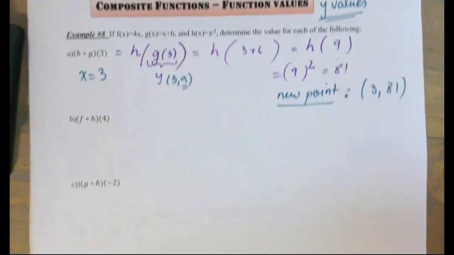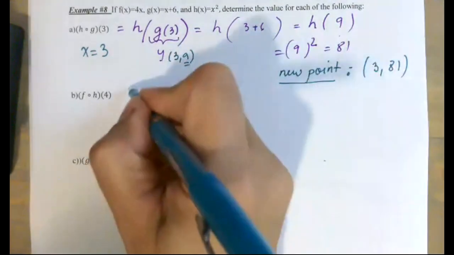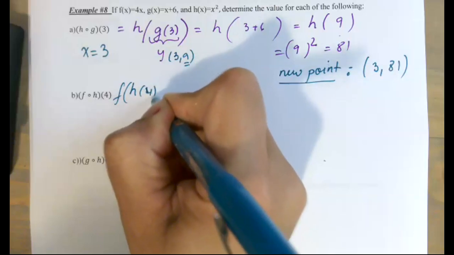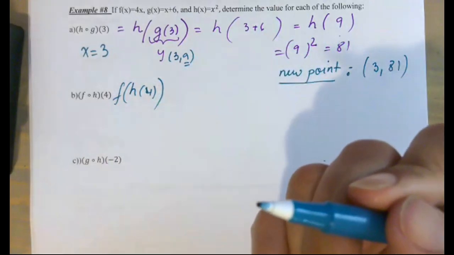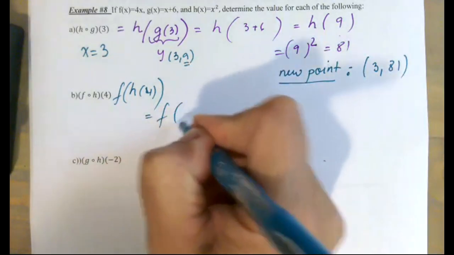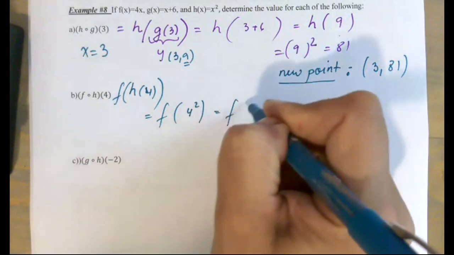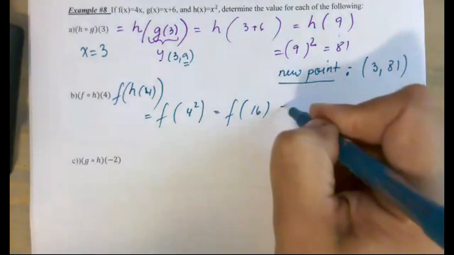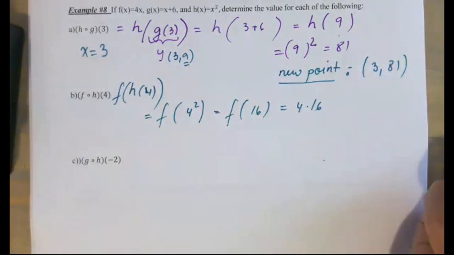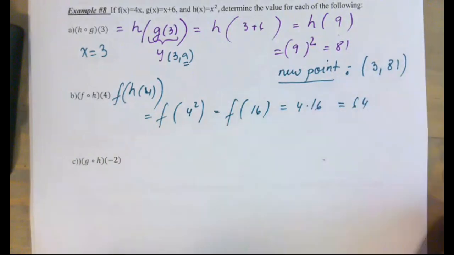Okay, let's go to the next one. f composed with h. So f of h of 4. f of h of 4 is 4 squared, so f of 16. And then we just do 4 times 16 for the function f. 64.